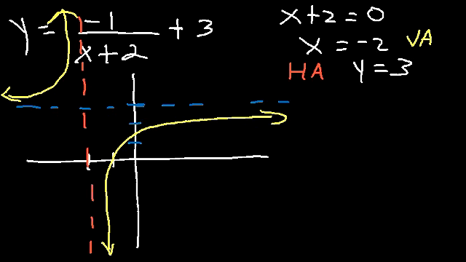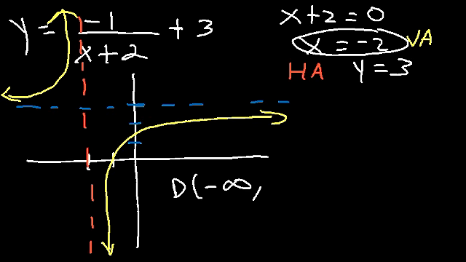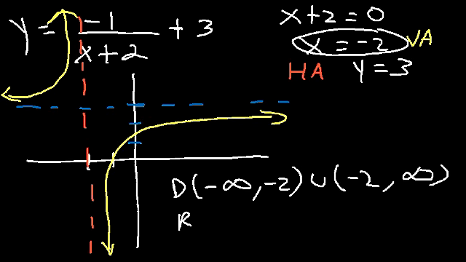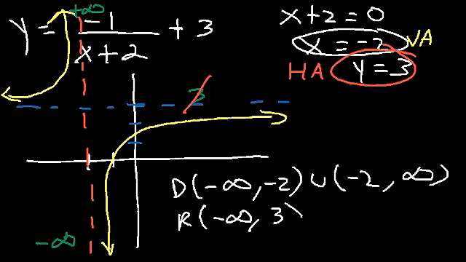So to write the domain of the function, we just need to remove the vertical asymptote. So it's going to be from negative infinity to negative 2, union negative 2 to infinity. And to write the range, we can see that the lowest y value is negative infinity, the highest is infinity. However, it's not going to have a y value of 3, so we have to remove the horizontal asymptote. So it's from negative infinity to 3, union 3 to infinity.